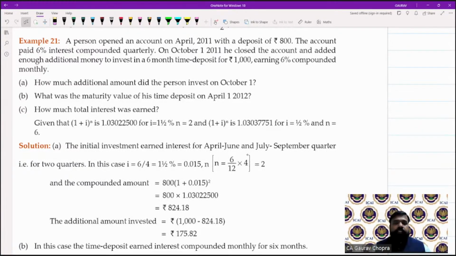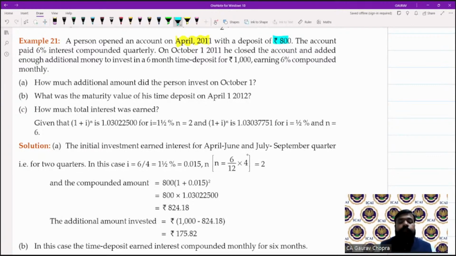So welcome back, guys. So now we can start with example number 21. So this is a very good example and based on one practical situation. So example number 21 says a person opened an account on April 2011. So account was opened on this day with a deposit of rupees 800. 800 was deposited in the account.